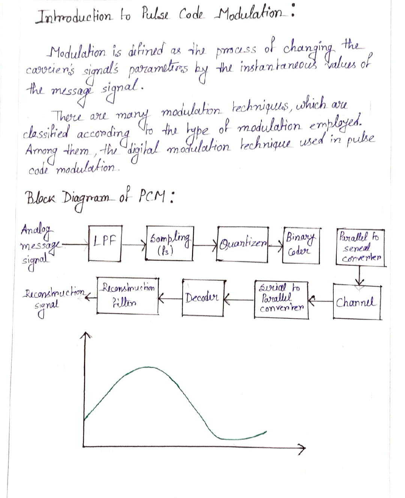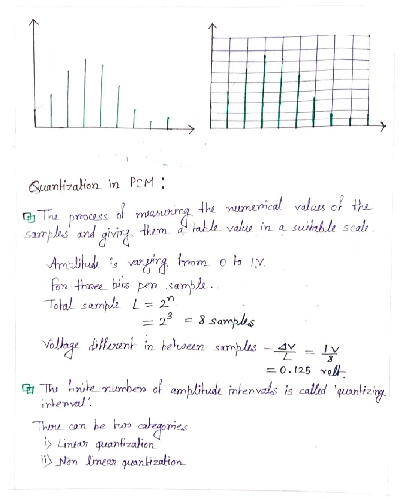Consider the analog signal x(t). The signal is first sampled, then each sample is assigned the closest level, and then it becomes a quantized signal. Quantization in PCM is the process of measuring the numerical values of the samples and giving them a table value in a suitable scale. Amplitude is varying from 0 to 1V for 3 bits per sample.